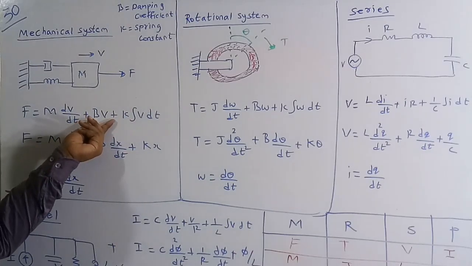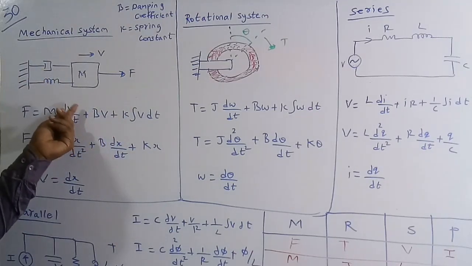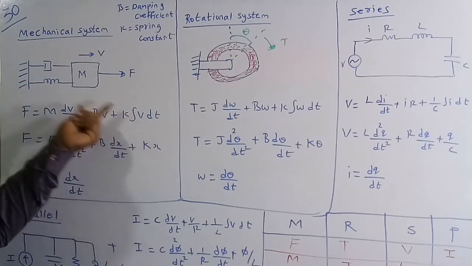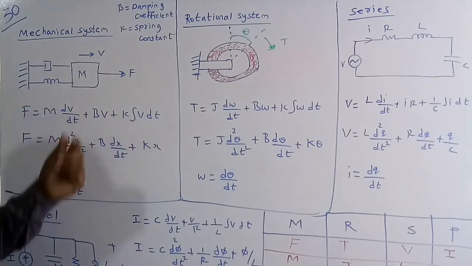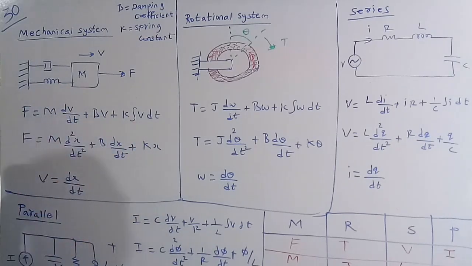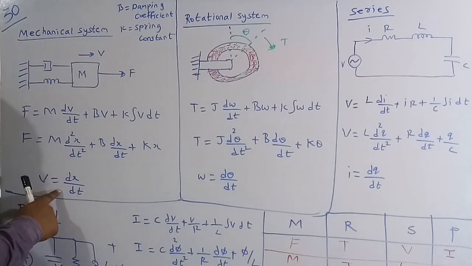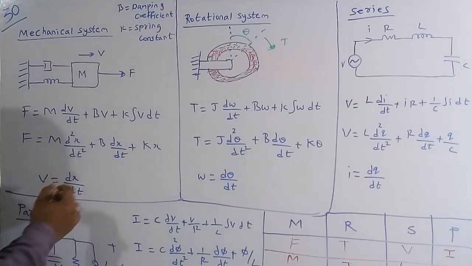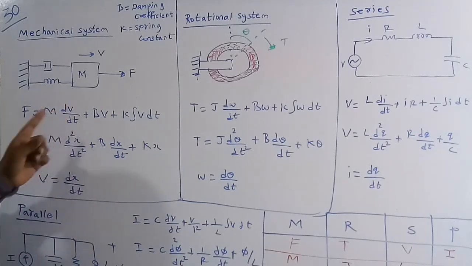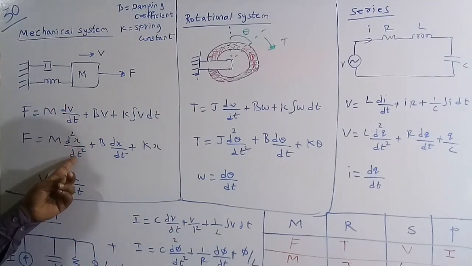So this is the force because of the damping, and this is the force because of the spring. So these are the forces we are going to write after this force value. Velocity is equal to the rate of change of the distance, which is v is equal to dx by dt. So substitute here, we are going to get m d square x by dt square plus b into dx by dt.